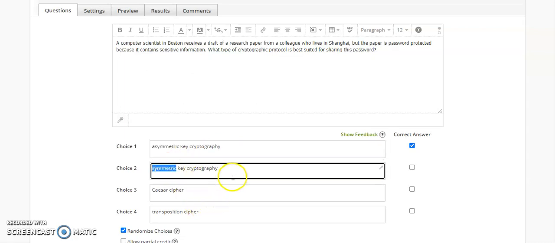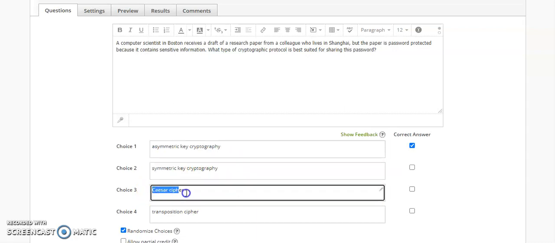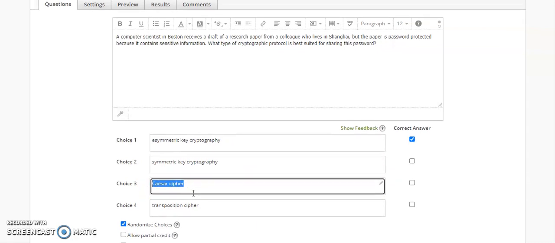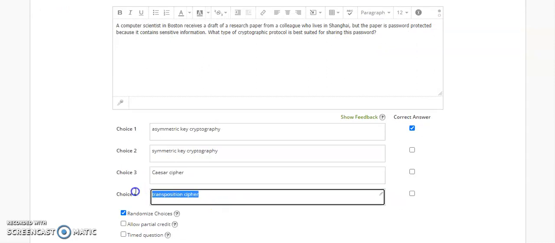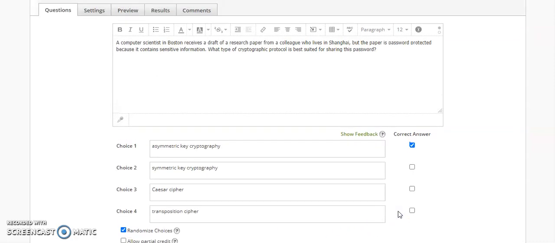Symmetric would be very hard to do, especially with you having to have a shared secret. Caesar cipher, please never use that for online. That's like a fun tool to give a kid. And then a transposition cipher is another very, very weak one that we talked about in our notes, where we're just kind of shifting some letters, kind of similar to a Caesar cipher there.